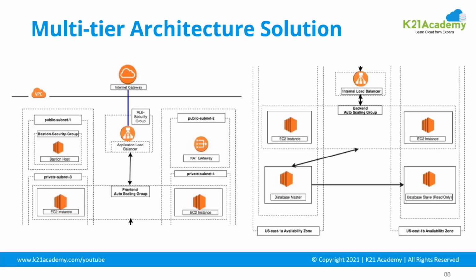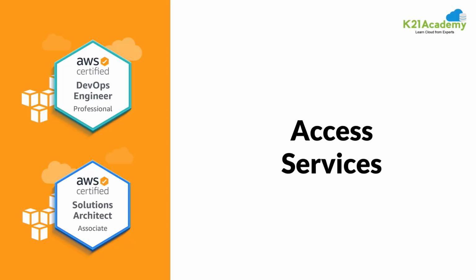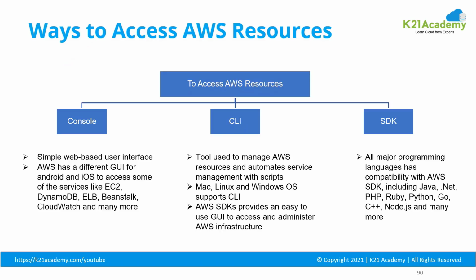So I have one set of servers in availability zone 1, another set of servers in availability zone 2, which is US East 1A and 1B. So that's about the deployment of AWS architecture. Now we are going to look at how to access your AWS services. So let's continue and look at what are the different ways to access AWS resources.